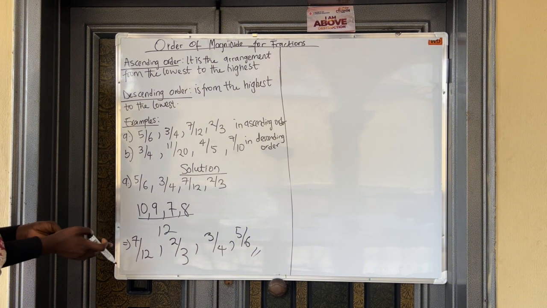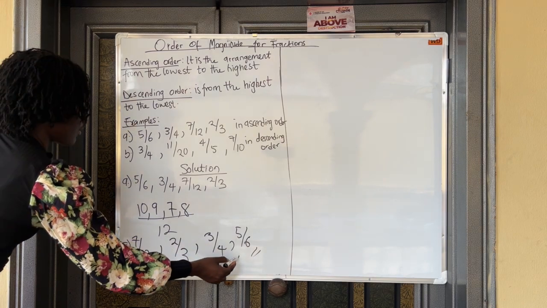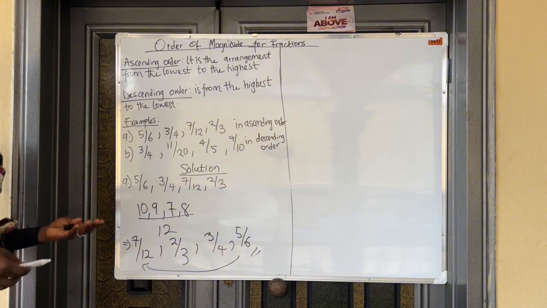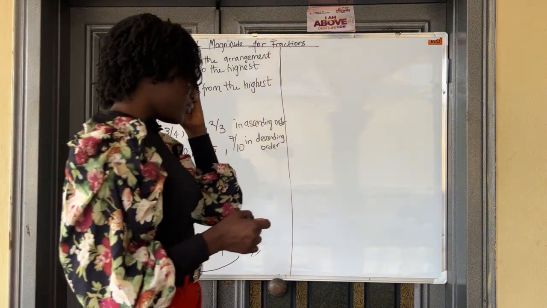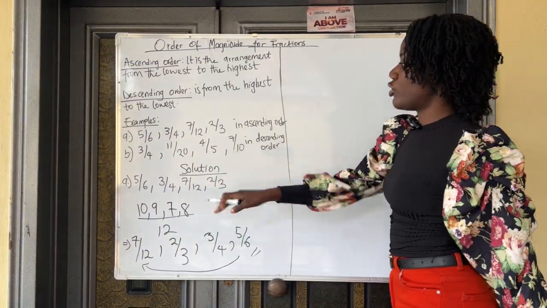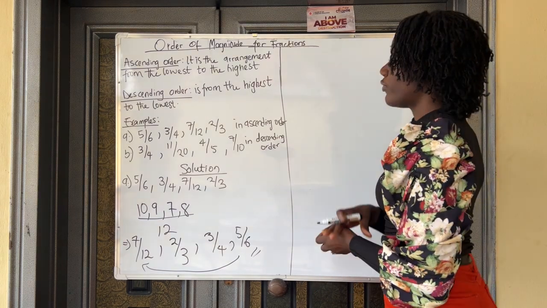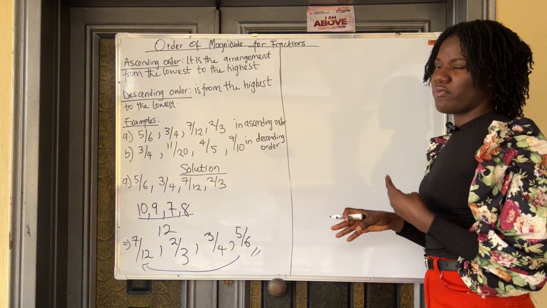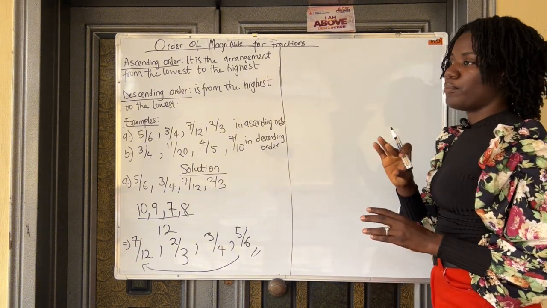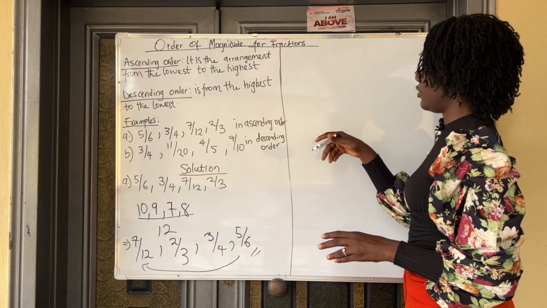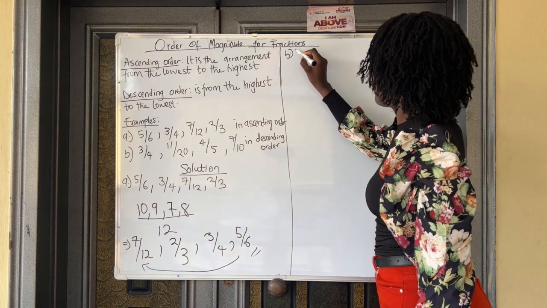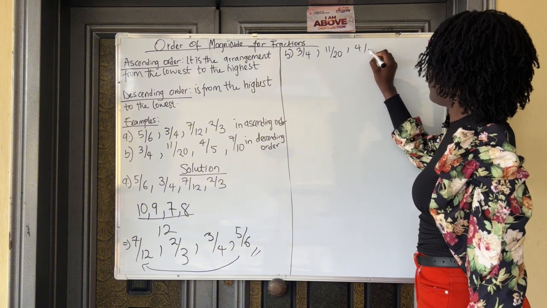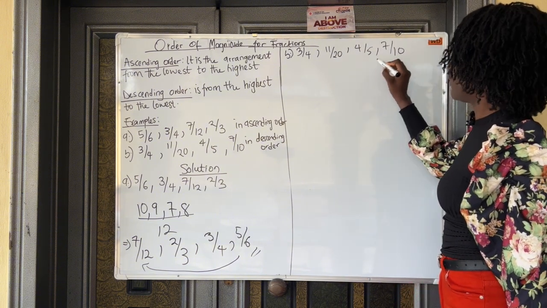This is ascending order. If you want to do descending order, you're going to start from here. That's 5 over 6, 3 over 4, 2 over 3, 7 over 12. That will be the descending order. And the next question, we have to arrange 3 over 4, 11 over 20, 4 over 5, 7 over 10 in descending order. Now we're going to use the second method, which is converting them to decimals and then putting them in descending order. So we have 3 over 4, 11 over 20, 4 over 5, 7 over 10.